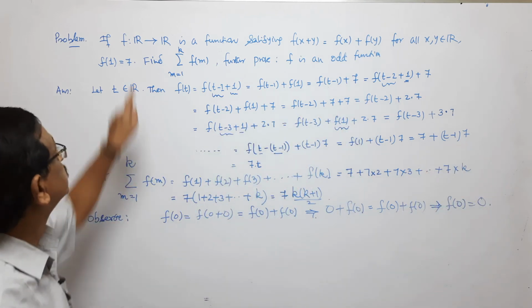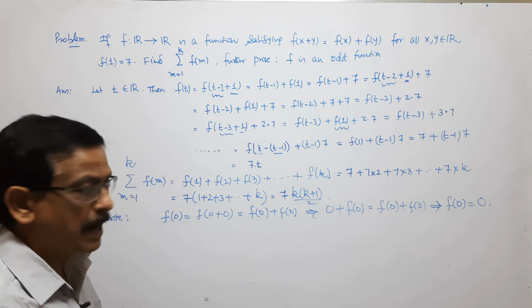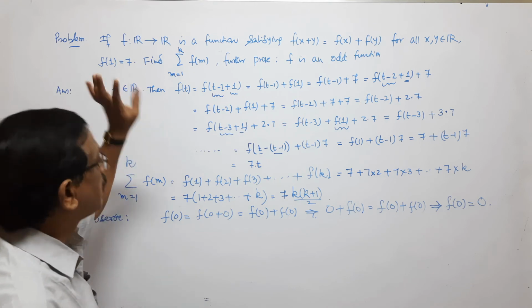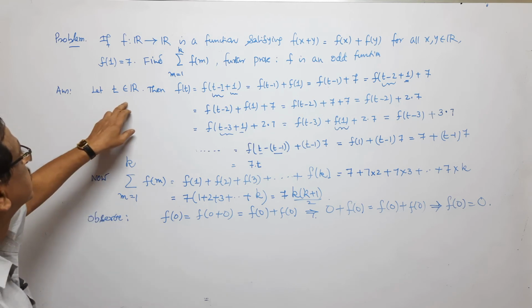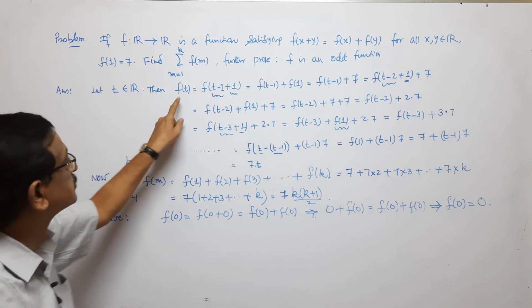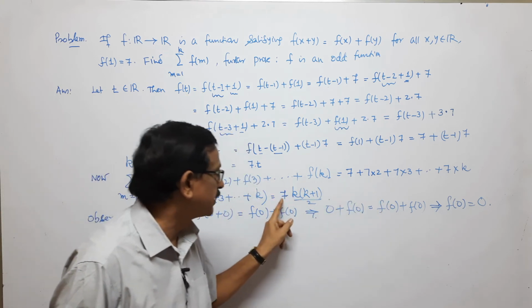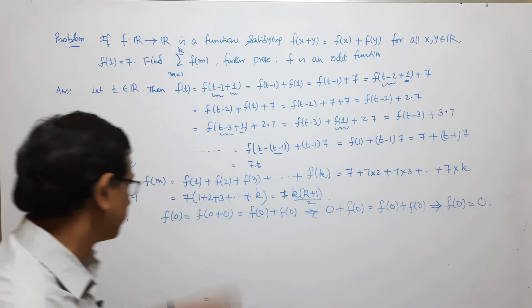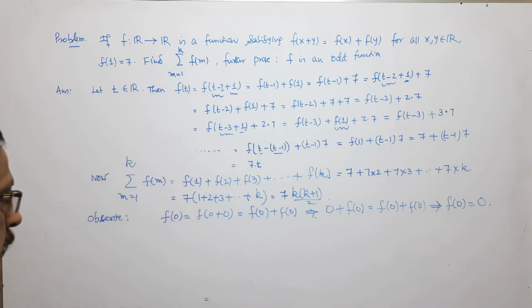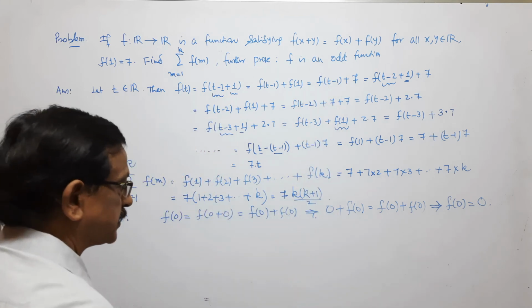That means 0 is mapped to 0, and 1 is mapped to 7. We don't bother whether the rest is mapped to anything. The rest is mapped, you can say, 100 is mapped to 7 times 100 into 100 plus 1 by 2. But still we have to prove f is odd. So f0 equal to 0.